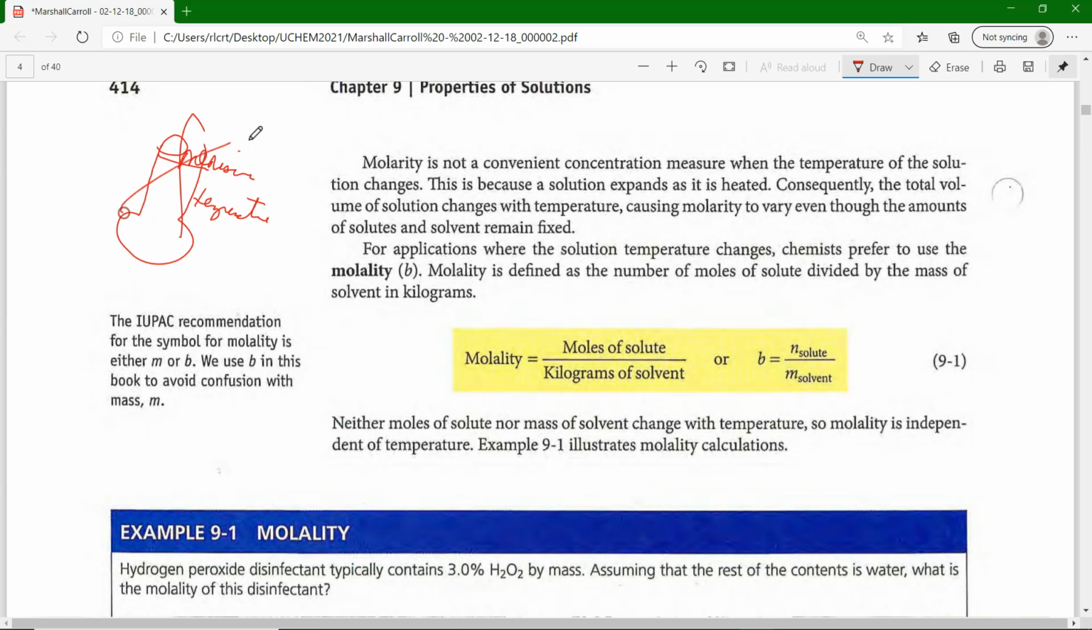So this isn't a good drawing at all, is it? Okay. Anyways, hopefully one day you'll do labs using volumetric flasks, and you can see that they're temperature dependent.